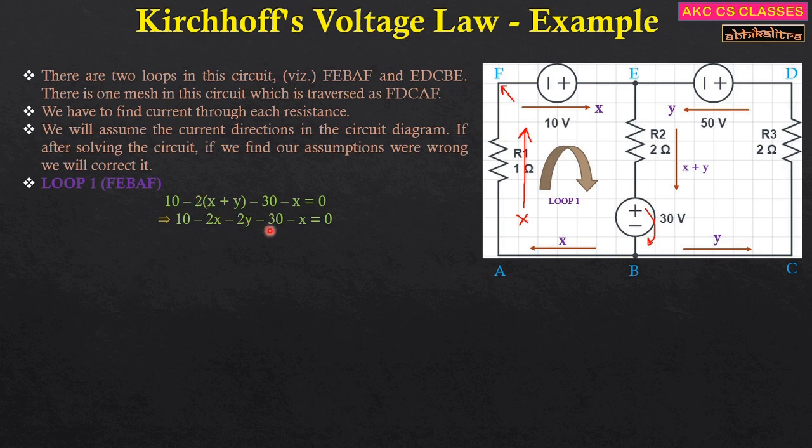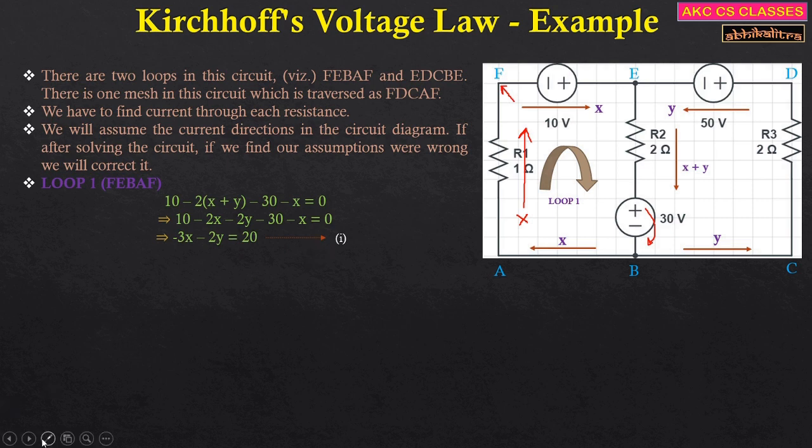So it is basically minus 2 times x minus 2 times y minus 30 minus x. So minus 2x minus x will give you minus 3x, and 10 minus 30 will give you minus 20. If I take this minus 20 to this side, that will be plus 20. So it will become minus 3x minus 2y equal to 20, right? So this is equation 1.